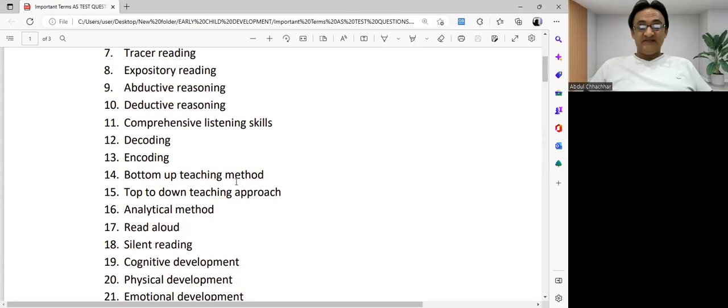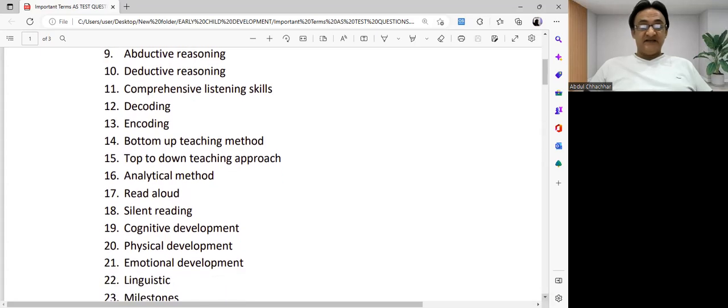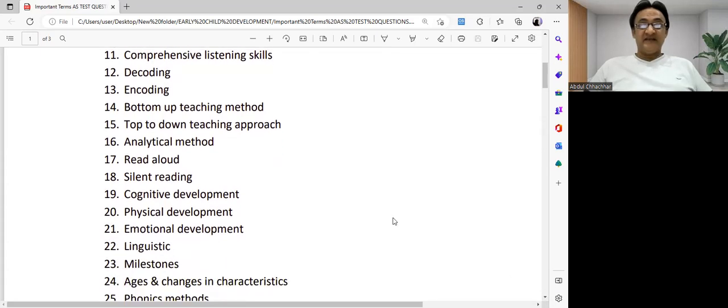That is the bottom-up teaching method and the top-down teaching approach. So these are scenario-based questions. And the analytic method is also concerned with decoding and encoding. From the reading part, you should know read aloud and silent reading. These are also scenario-based: while a teacher is teaching in the classroom to increase reading skills, which method can be useful, read aloud or silent reading?